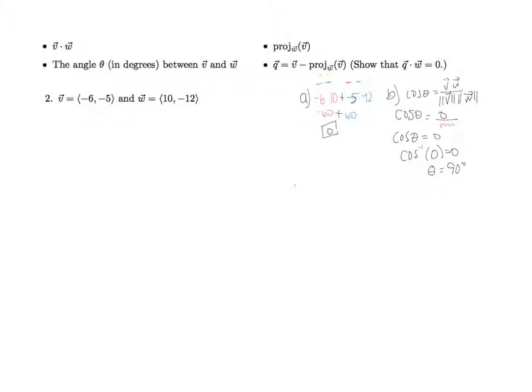So let's go and do the projection then. We'll go ahead and do the projection now. And here we go. So we'll label it C. All right, we're going to do the projection of W onto V. Okay, so here we go.